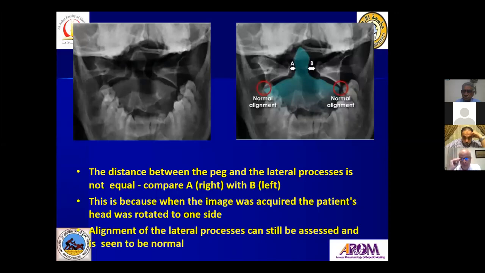The distance between the odontoid and the lateral mass, A and B, is equal, and the normal relation between the lateral mass and the body of the C2 is equal, similar to each other.